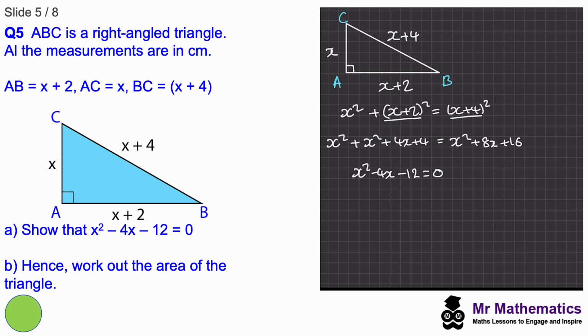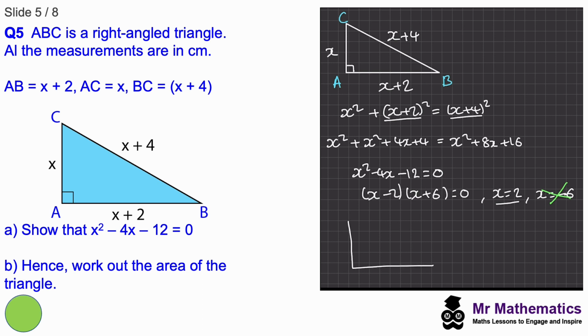So now to work out the area of a triangle, we need to solve this equation, which we can do by factorizing. So we get x minus 2 and x plus 6 equals 0, which gives us solutions of x equals positive 2 and x equals negative 6. We know x is a length, so this cannot be a valid solution. So x is equal to 2.